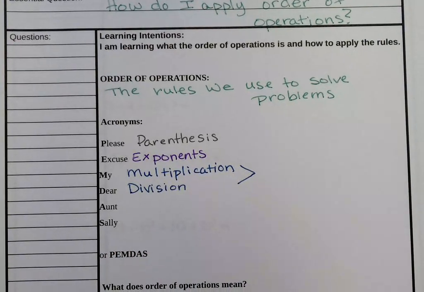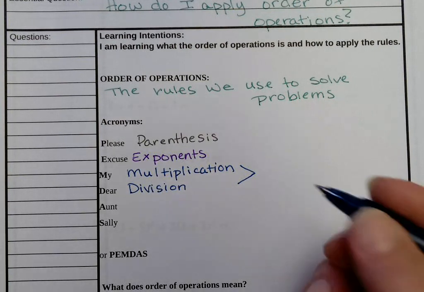Okay, let's stop and think. Which do you think is more important, multiplying or dividing? I didn't say which one was easier. Which one has the higher rank? If you said neither, you would be correct. When we're using our rules, the rule states that multiplication and division are equal. You're going to do whichever one comes first in the equation.